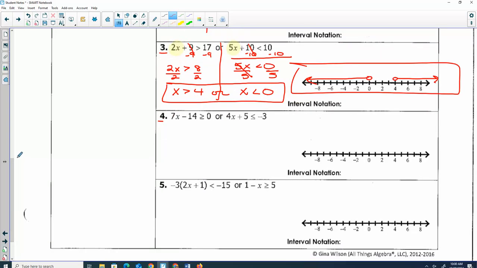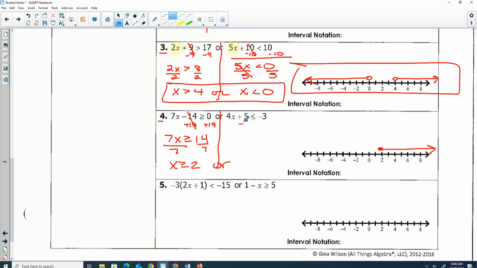Number 4, what do we do first? Yep, add our 14 over. So that's 7x is greater than or equal to 14. Okay, x by itself, we divide by positive 7. So x is greater than or equal to 2. Equal to is a closed circle. Greater means you want the bigger thing, so it goes to the right.